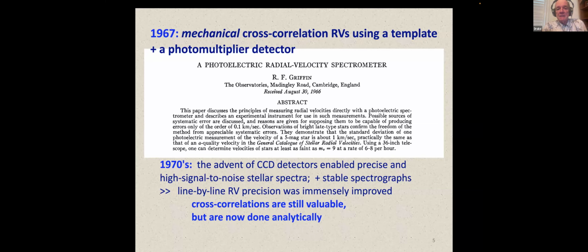Then in the 1970s, CCD detectors were developed. Those were the real big development that enabled really precise, high signal-to-noise stellar spectra, plus the advent of stable spectrographs. And now we have laser combs, and line-by-line radial velocity precision is immensely improved. Cross correlations are still valuable and still dominant here. But now you don't do a cross correlation mechanically by moving your template like Roger Griffin did; you calculate them analytically.